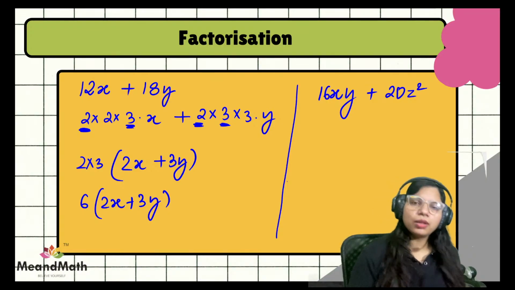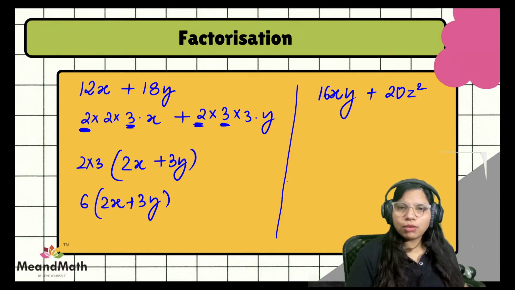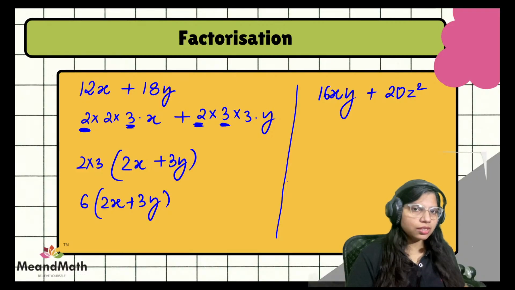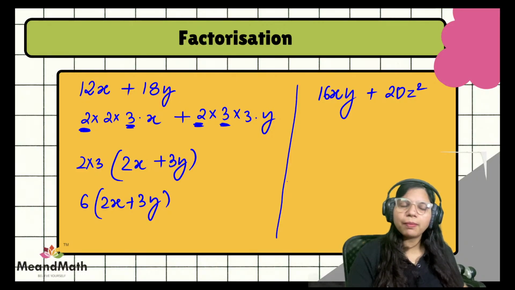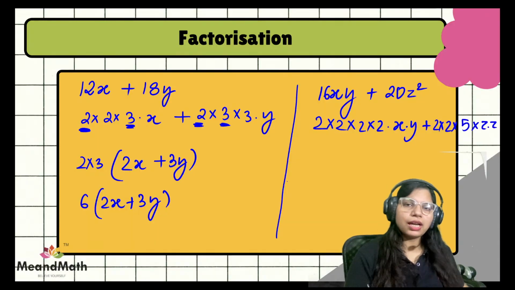Okay, let's see. 16, if you're not understanding the LCM, like least common multiple, I mean, sorry, it's not the LCM but the HCF. Did I say LCM there? It would be the HCF of 16 and 20. So 16 can be written as 2 times 2 times 2 times 2 times x times y, plus 2 times 2 times 5 times z times z. This is what we have.